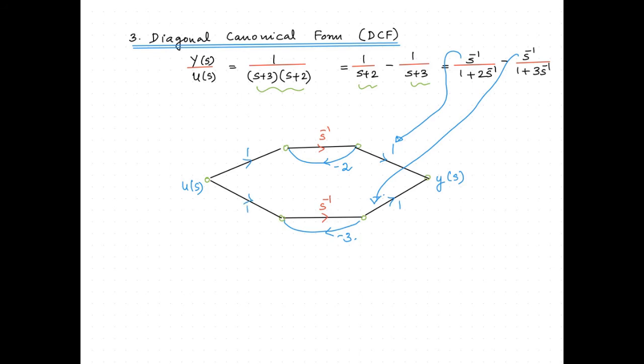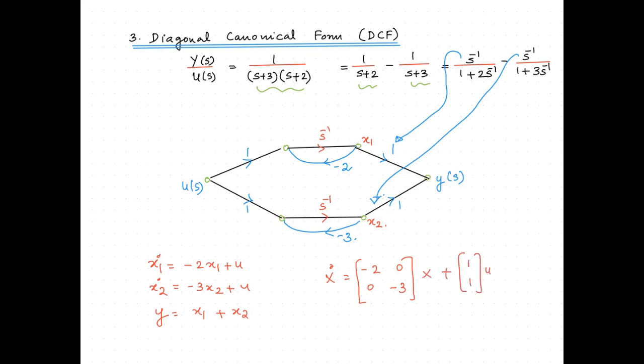So this will be 1, and if there is any path gain, you can write it here towards the output. We can mark the state variables as x1 and x2. x1 dot is minus 2x1 plus u, and x2 dot will be minus 3x2 plus u. y will be x1 plus x2. So the state model will be x dot equals [minus 2, 0; 0, minus 3] into x plus [1; 1] into u, y equal to [1 1] into x.